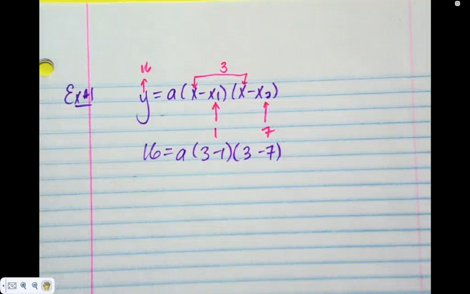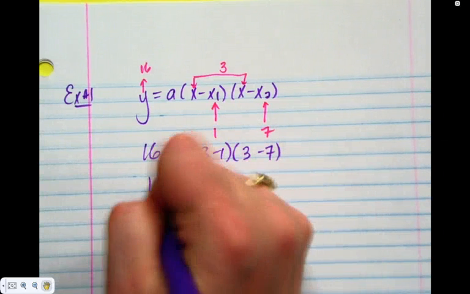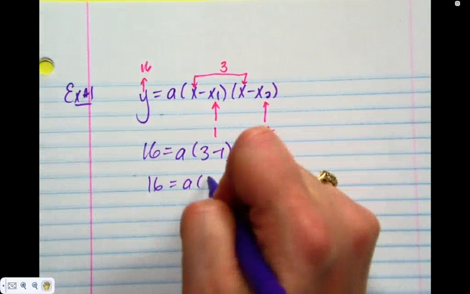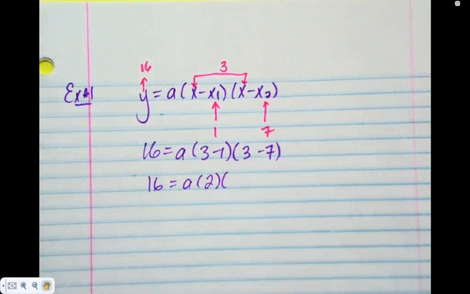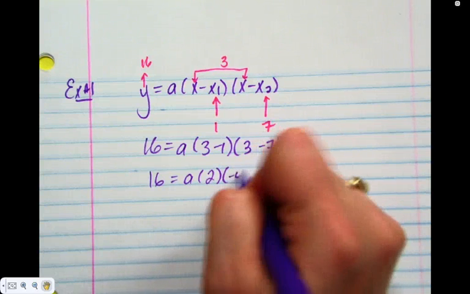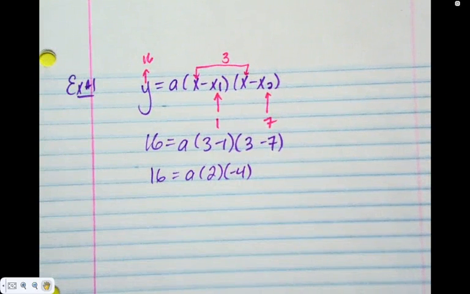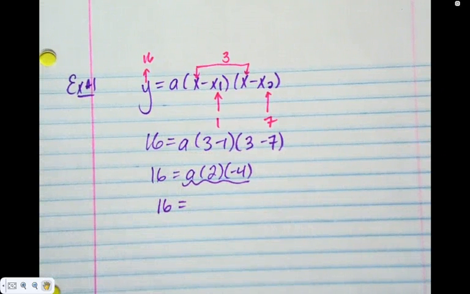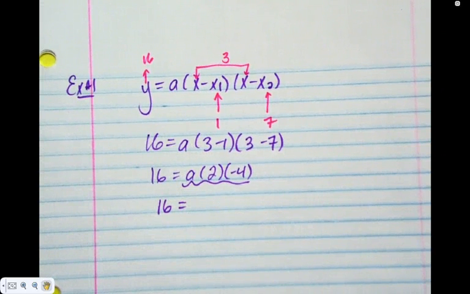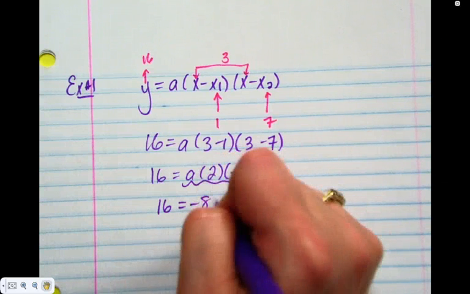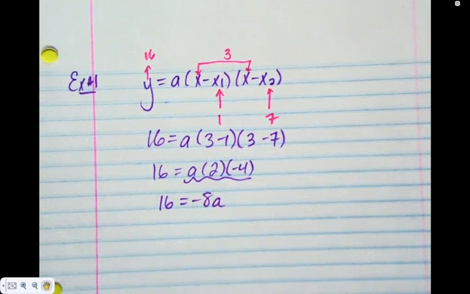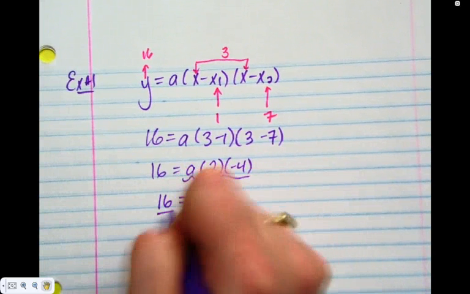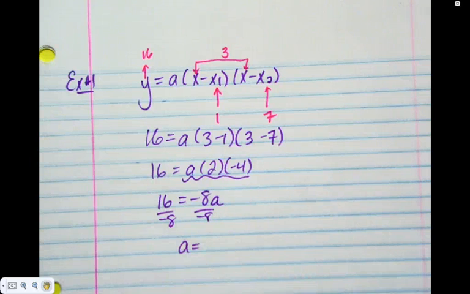Now it's BEDMAS. What do I do first in BEDMAS? Brackets. 3 minus 1? 3 minus 7? Now I'm going to do the multiplication, so a times 2 times negative 4. How do I get rid of the coefficient? a equals?